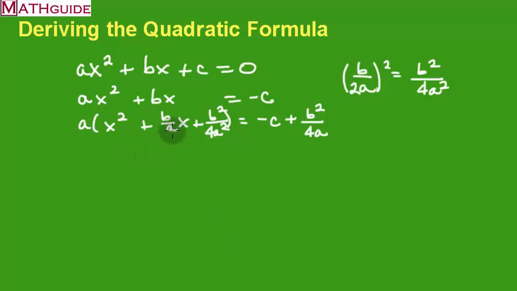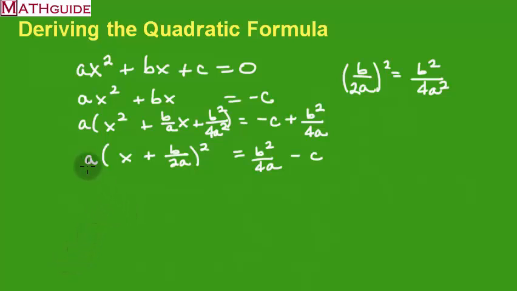Alright, next step, I'm going to write this as a perfect square, because it is a perfect square. So the perfect square turns out to always be half that term. So half of that term would be b over 2a. Now it's a perfect square. Alright, so I haven't done anything to this side. I am going to switch these terms around though. So I'm going to put b squared over 4a minus c.